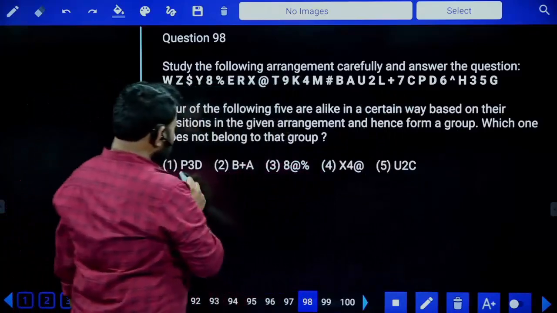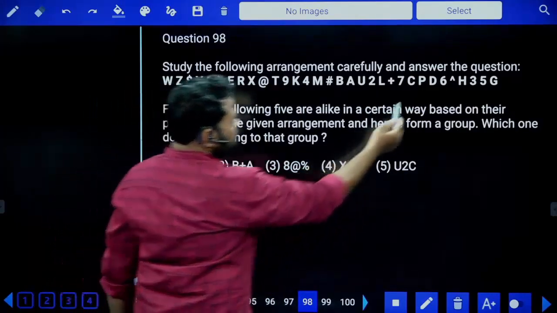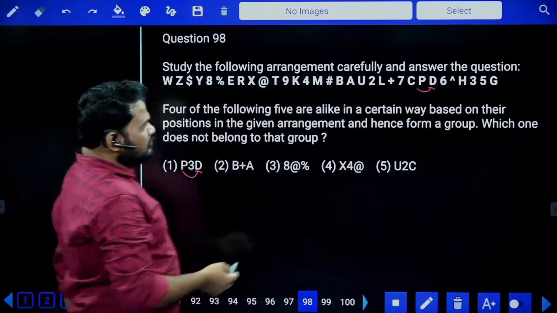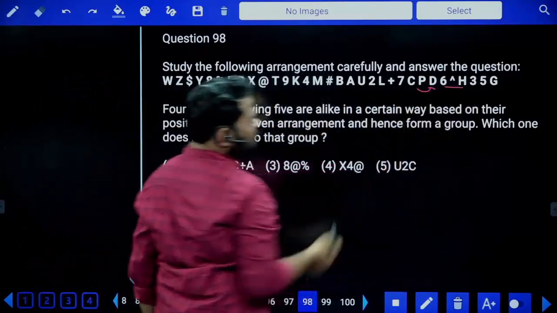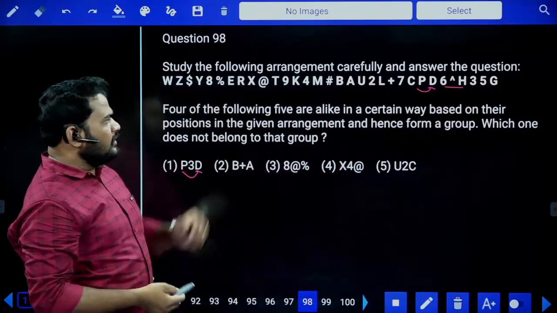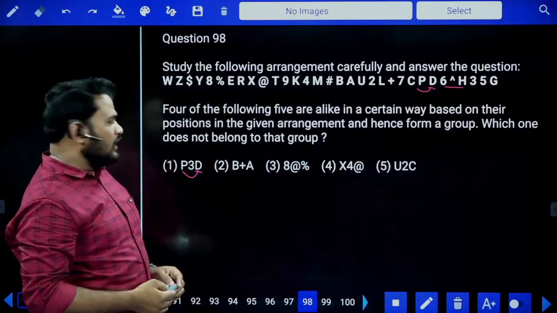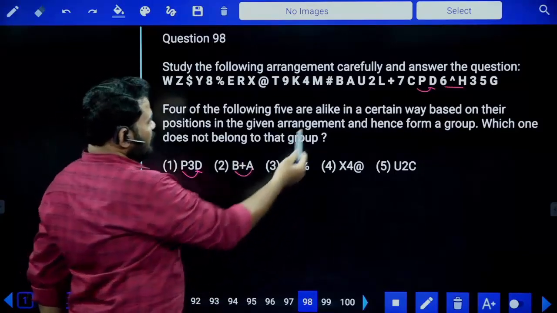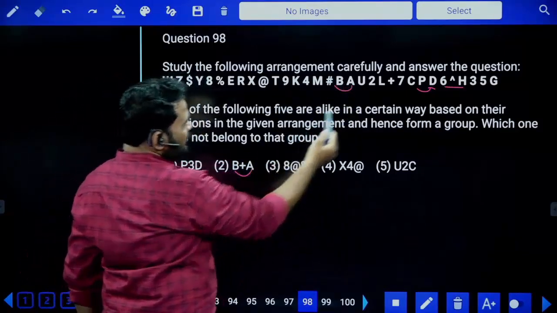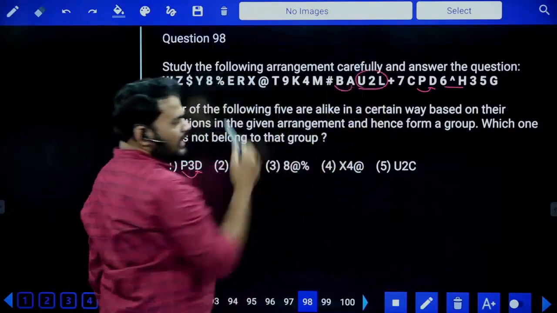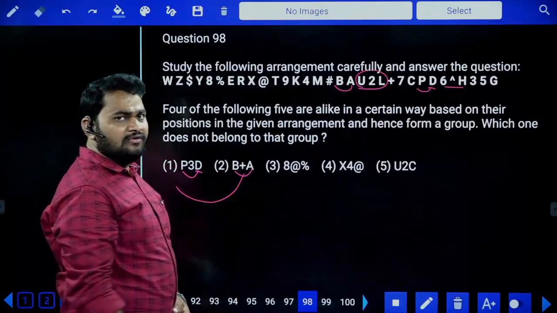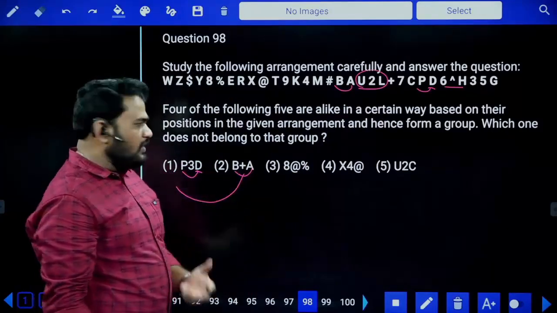P3D, just observe the positions of P3D, P3 and then D. So here P and D are immediate neighbors, and then after D, by leaving 3 elements, they gave you 3. After D, by leaving 6 cap H, they gave you 3. Okay. Next observe B and A. B and A are the neighbors. After A, by leaving 3 elements only, we have plus. So first option, second option are similar in logic, which means first option, second option cannot be our answers.